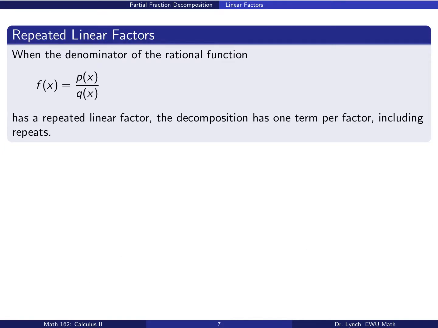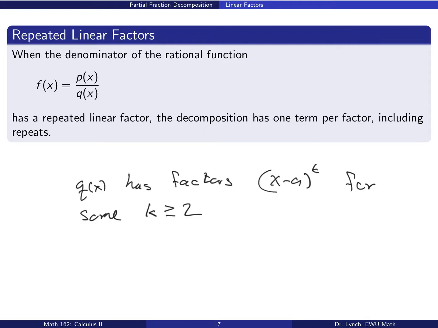Let's go ahead and look at repeated linear factors. In the case where the denominator has repeated linear factors, the decomposition has one term per factor, including repeats. So how do we know if a denominator has repeated linear factors? Those can be factored as something like (x - a) to the k power. Okay, so again, when you have a quantity (x - a)^k for some k greater than or equal to 2, this is what we mean by a repeated linear factor. So let's see an example involving repeated linear factors.